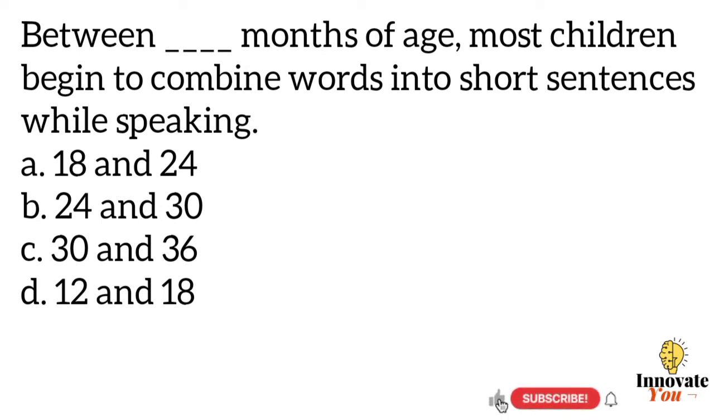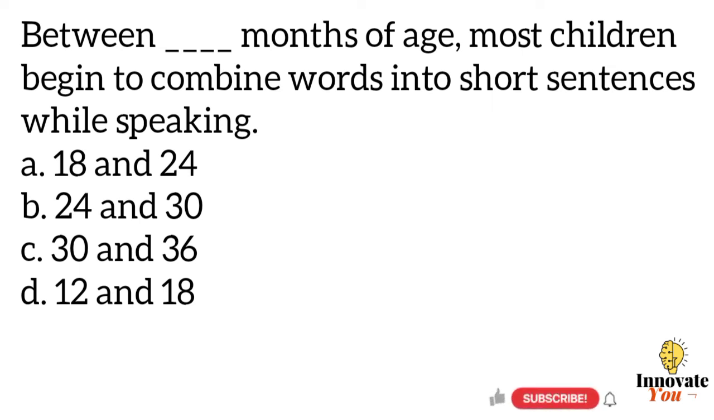Between 18 and 24 months of age, most children begin to combine words into short sentences while speaking. At this age, they use around 50 words and start placing two words together in short sentences. When a child is 6 to 8 months old, he babbles. That means he does ba ba ba. In 9 to 18 months, he tries to utter words, and when the child becomes 18 to 24 months old, he makes an attempt to utter two words.